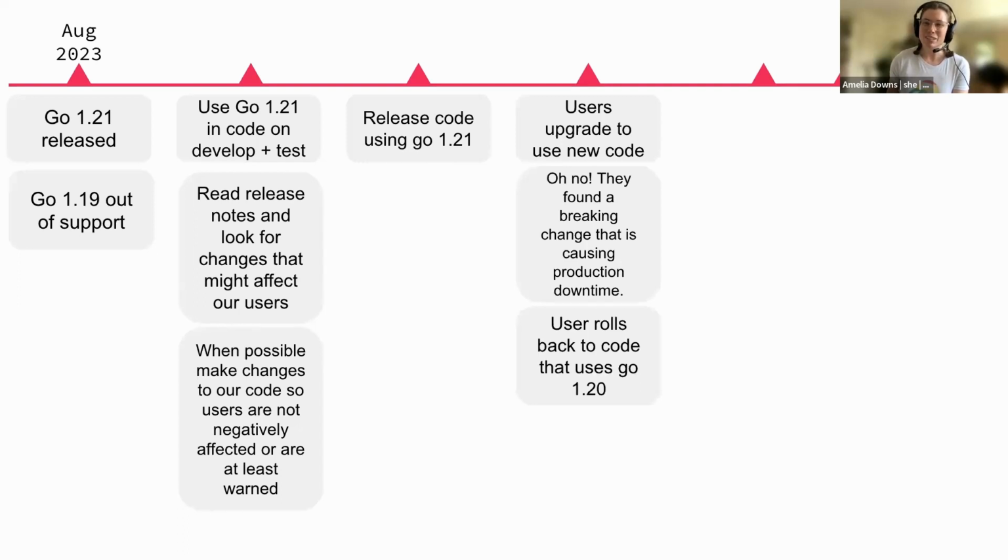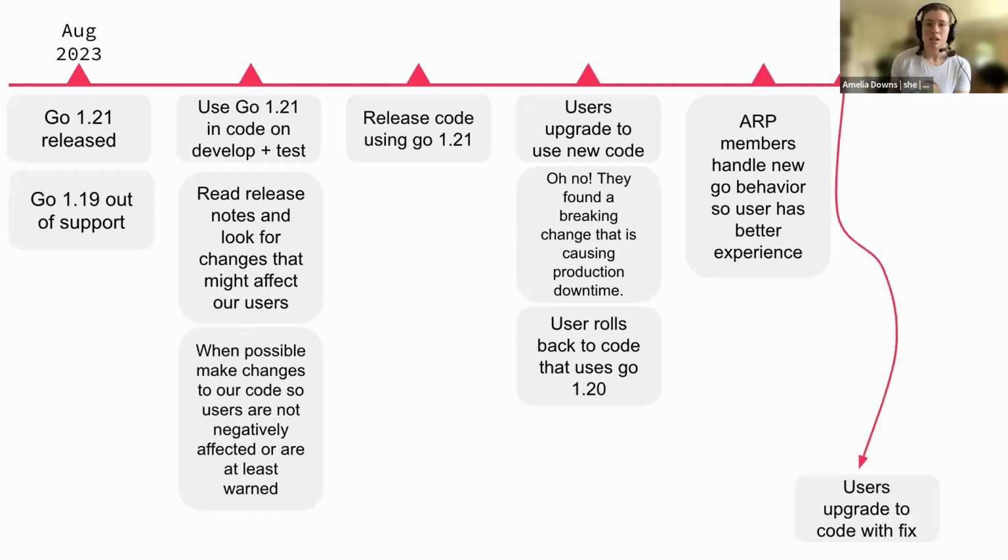Because sometimes Go changes things that we didn't know would affect users. For example, we did not know that there were a lot of users that were sending traffic with duplicate transfer encoding headers. So when Go became stricter with security requirements around these headers, many users' requests started failing. So when a user finds a breaking change like this, they might roll back to code that uses an older version of Go, in this case, 1.20, for this hypothetical situation. Then our working group works to handle this new Go behavior in a better way to shield our users from the change as much as possible. And once we release that code with a fix, then our users can upgrade.